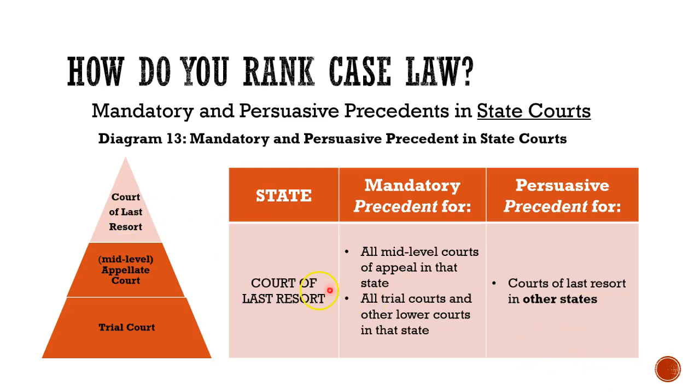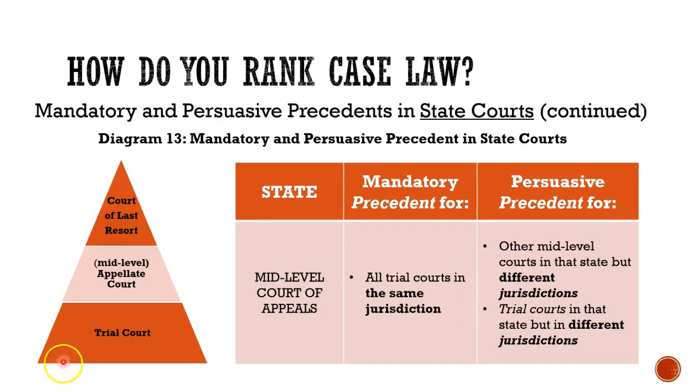Persuasive precedent from courts of last resort from another state other than your own would be persuasive precedent. In the state court, when we get to the mid-level appellate court, we have the mid-level court of appeals here. All trial courts in the same jurisdiction are required to follow the same mandatory precedent. But it's persuasive for other mid-level courts in that state, but in different jurisdictions. And decisions of trial courts in that state are also persuasive to trial courts in that state, but if they're in different jurisdictions, excuse me.